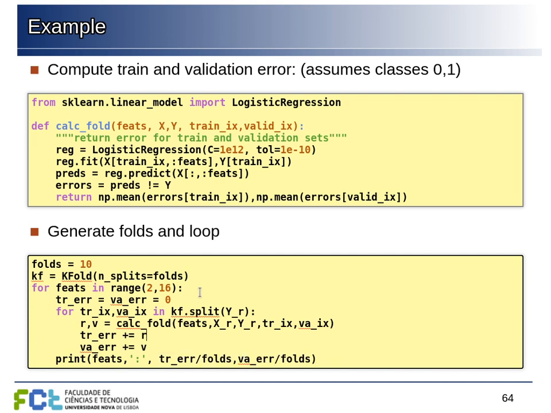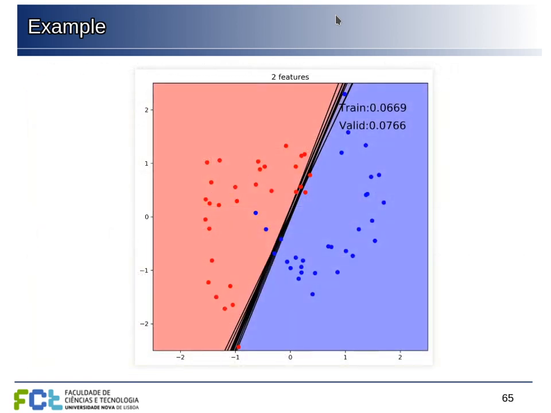So this could be, for example, for testing all the different numbers of features using cross-validation. So this would be the kind of thing that would be happening with 2 features. We have clearly underfitting.